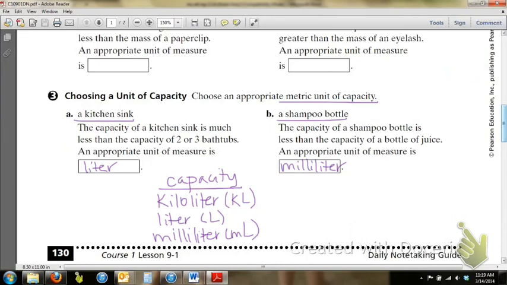Okay, so that's what you're going to do. In this section, you're just going to pick which unit you're going to use to measure each item. Look back at your options for weight, length, and capacity and figure out what the best unit would be. And we'll check your work in class.